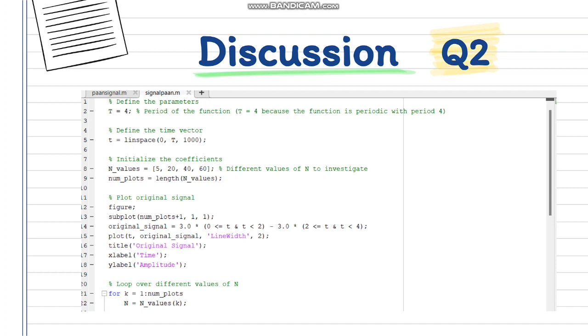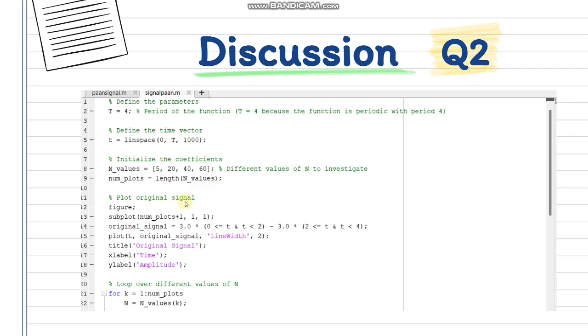So now I would like to explain the discussion for question 2, which is by using MATLAB. So this is our coding for question 2. First of all, we define the parameters. So our T is 4. Then we analyze the coefficients. Our n values are 5, 20, 40, and 60.